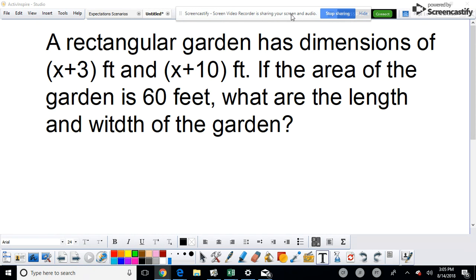We've been talking about solving quadratic equations, and you've got three ways to solve them. You can solve them by factoring, completing the square, or using the quadratic formula. So today we're going to be factoring.